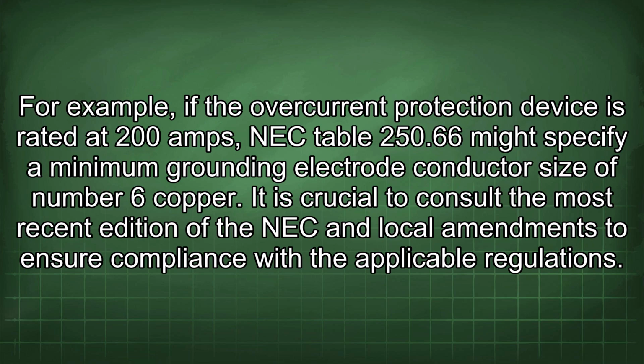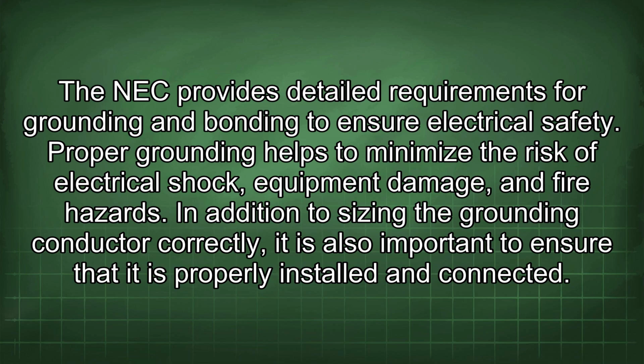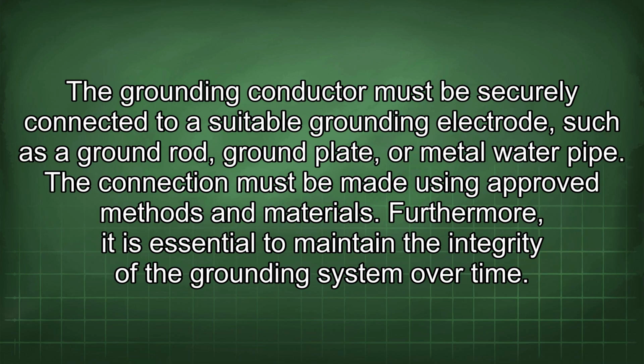It is crucial to consult the most recent edition of the NEC and local amendments to ensure compliance with the applicable regulations. The NEC provides detailed requirements for grounding and bonding to ensure electrical safety. Proper grounding helps to minimize the risk of electrical shock, equipment damage, and fire hazards. In addition to sizing the grounding conductor correctly, it is also important to ensure that it is properly installed and connected. The grounding conductor must be securely connected to a suitable grounding electrode, such as a ground rod, ground plate, or metal water pipe. The connection must be made using approved methods and materials.